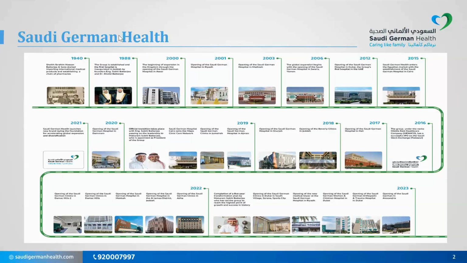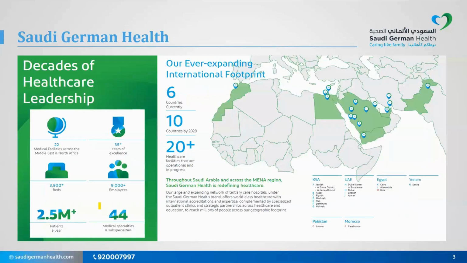As you can see, it's like an empire that needs to focus on the main objective, or like a slogan of the whole group, and the main slogan is caring like family. So we focus on caring for our customers like a family, and accordingly the patient outcomes, or our customers' outcomes, is one of our main pillars.